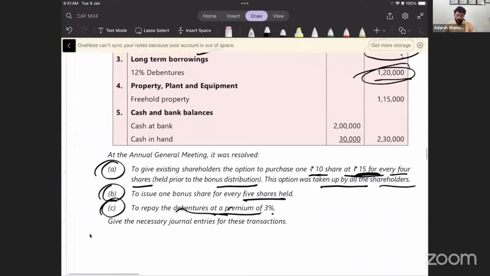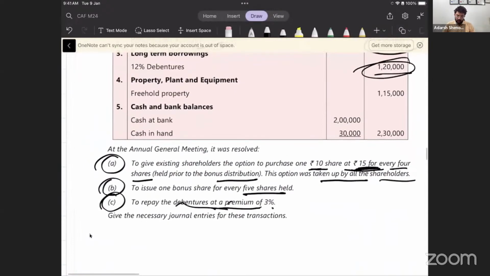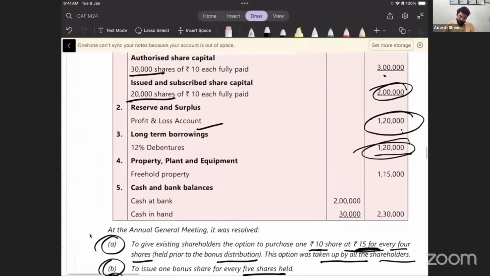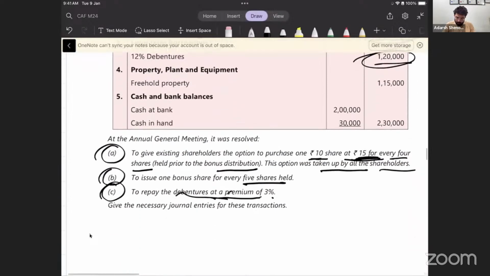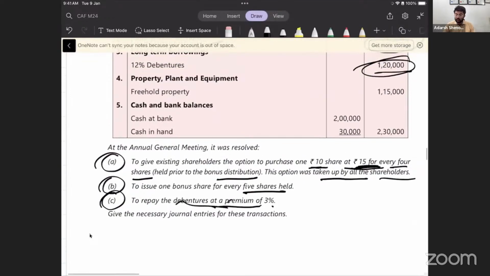Now bonus issue. In bonus issue we have to be a little careful. So they have said to issue one bonus share for every 5 shares held. Now how many shares are held? 20,000 shares were already there. 5,000 right shares have also been given. So 25,000 shares. Now the bonus issue must be made. 25,000 into what is the proportion? 1/5. So 5,000 bonus shares must be issued.